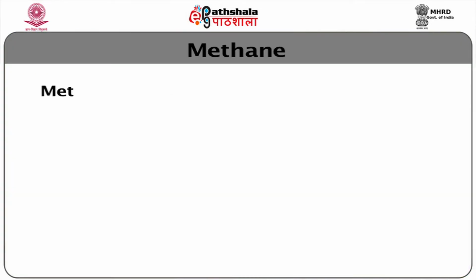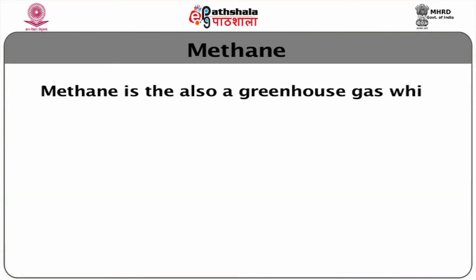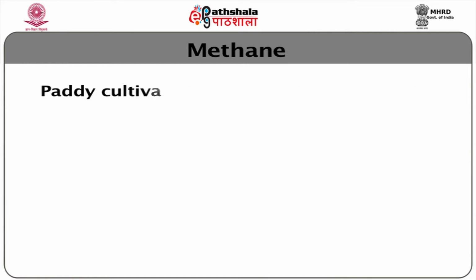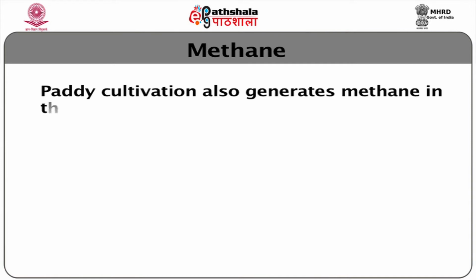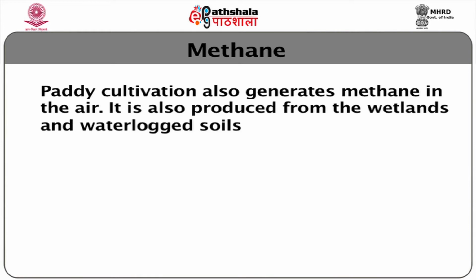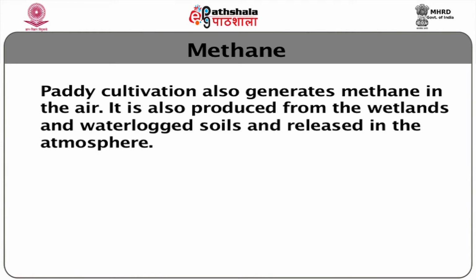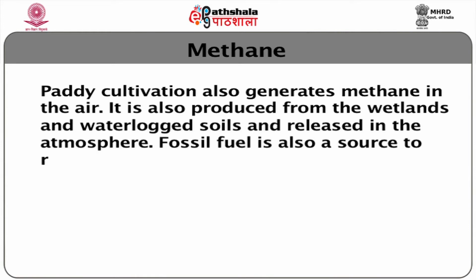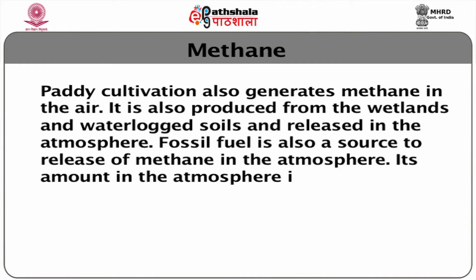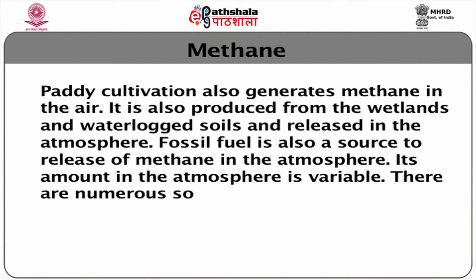Methane. Methane is a greenhouse gas which absorbs the radiation and causes more temperature of the air. Paddy cultivation also generates methane in the air. It is also produced from wetlands and waterlogged soils and released in the atmosphere. Fossil fuel is also a source of release of methane in the atmosphere. Its amount in the atmosphere is variable. There are numerous sources of methane.